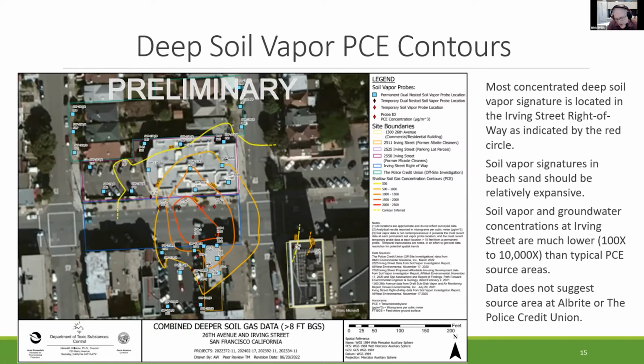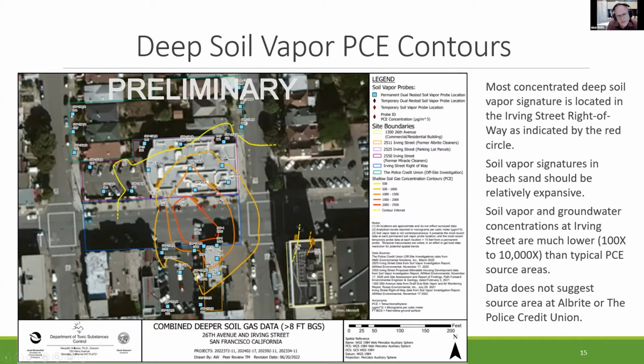This analysis is not strictly accurate from a time perspective. Some of these measurements could be taken months apart. Some of them could be taken a year or more apart. But we expect that releases that occurred years ago, decades ago even, in a highly permeable beach sand matrix would be largely stable by this point in time.